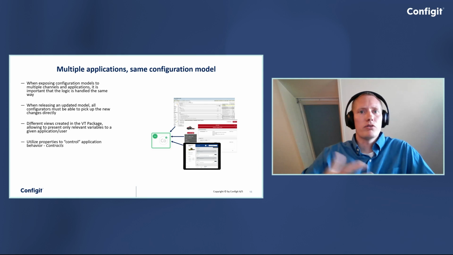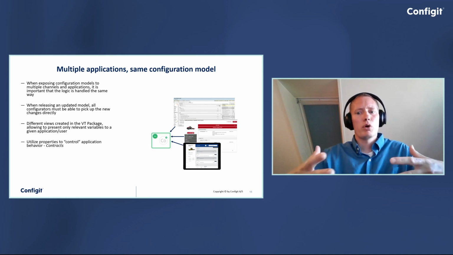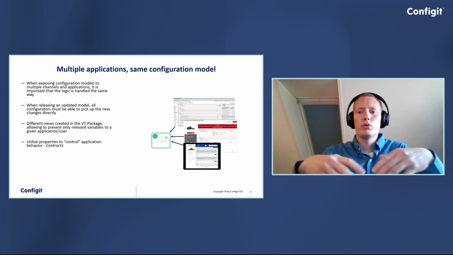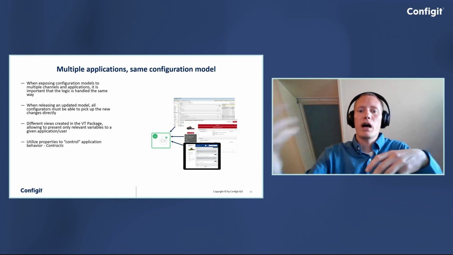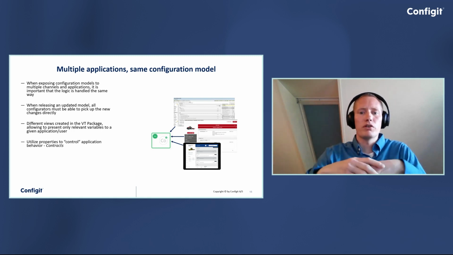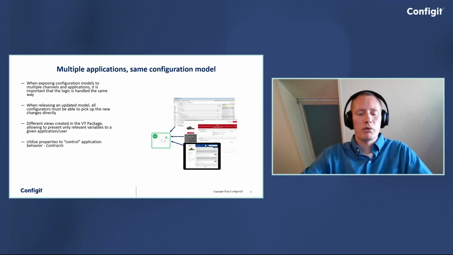They also utilize properties in the model to control the application behavior. That's really what we would also call contracts. You specify a property on a variable within your modeling environment, and that will then drive how the UI presents that variable. For instance, if you want it to be presented as a radio button, or as a dropdown, you can control that directly from the data.